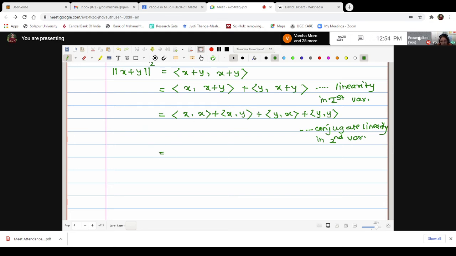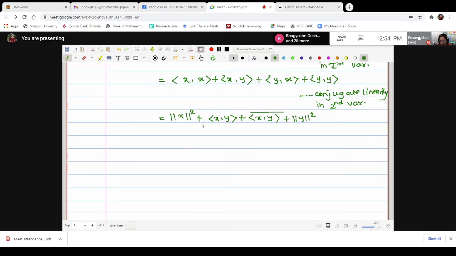This first is norm square of x. Middle two terms, I will just write inner product xy. This term I will write conjugate of inner product xy, plus norm square of y. Okay, now what is the middle term? It is of the type z plus z bar, and we know z plus z bar is 2 times real part of the corresponding value. Therefore, shall I write norm square? This is 2 times real part of inner product xy. Is there any difficulty with this?